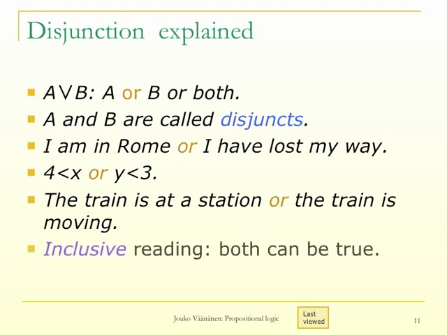The first is the inclusive meaning, which allows both disjuncts to be true, as in the intended meaning of the sentence, you can sit next to an English speaker, or you can sit next to a logician. Well, conceivably, an English speaker can also be a logician.